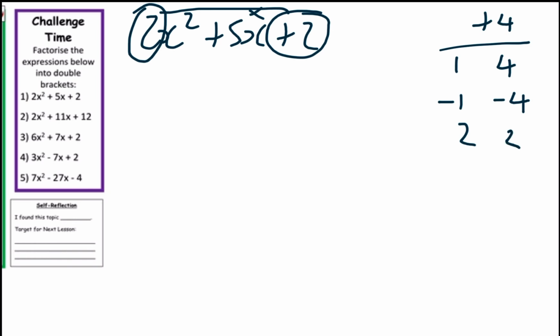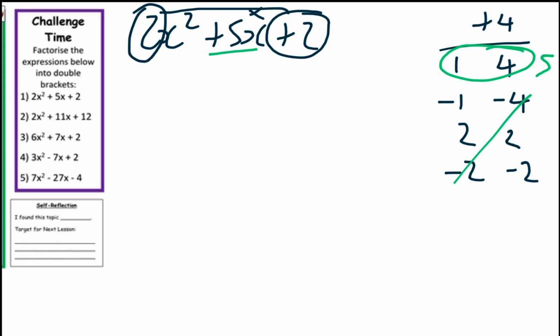2 times 2, and -2 times -2 also makes +4. But one of these combinations makes the middle +5. If I take the first two and add them together, 1 plus 4, that already makes 5, so I don't need to worry about the rest of them. So I know it's 1 and 4.